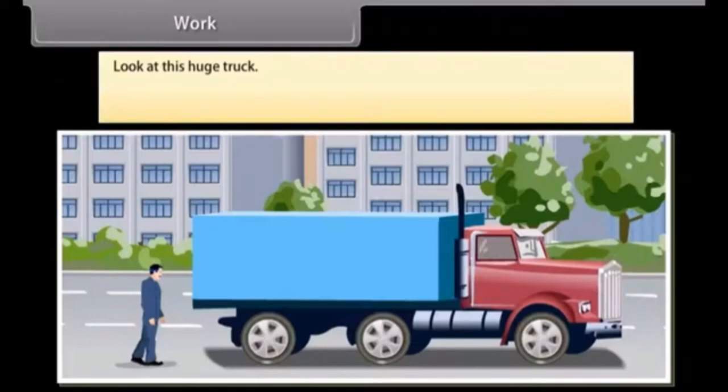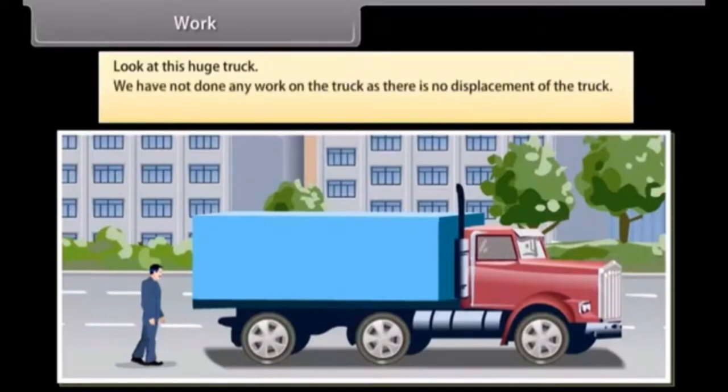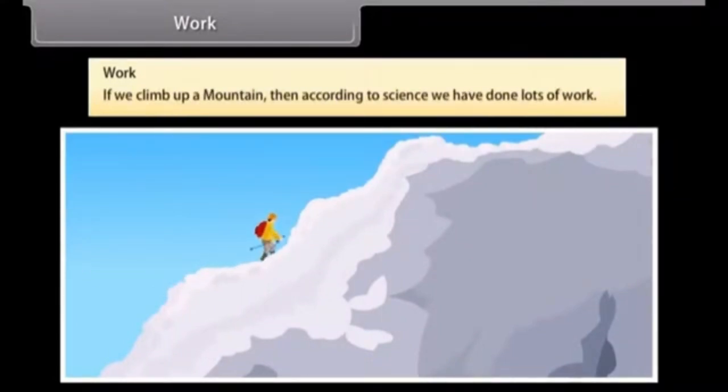We get tired. However, we have not done any work on the truck as there is no displacement of the truck. We can say that we did hard work, but in science the work is not done on the truck. We use and define the term work differently in science. For example, if we climb up a cliff, then according to science we have done lots of work.